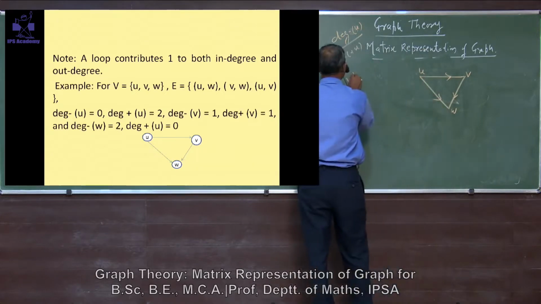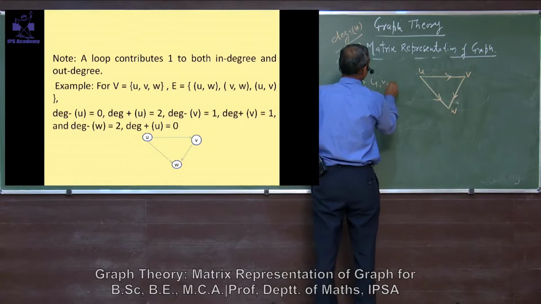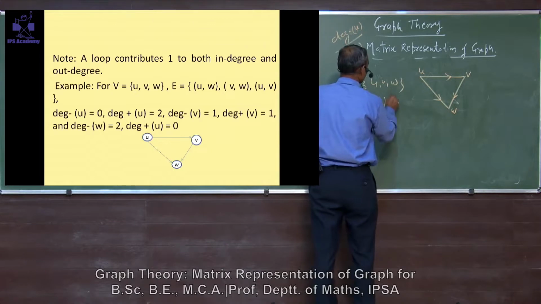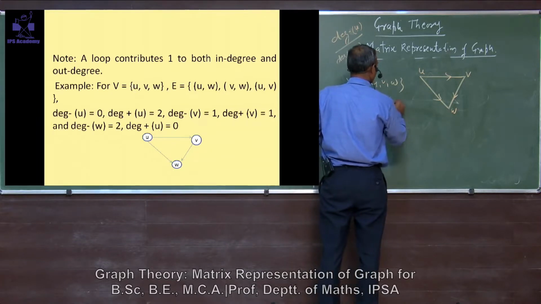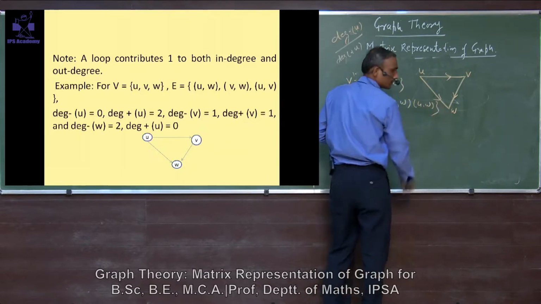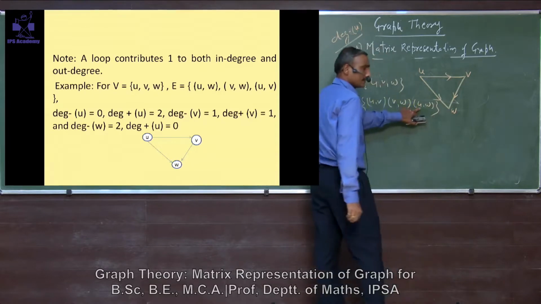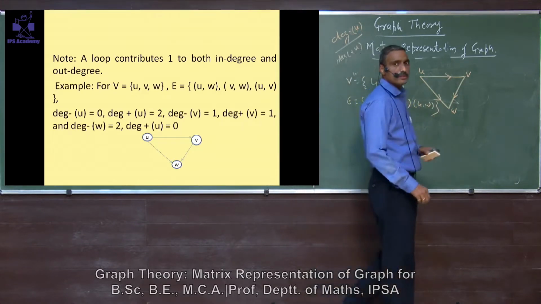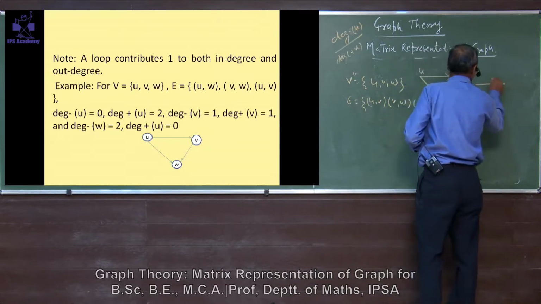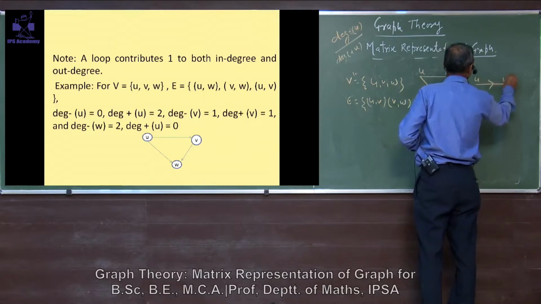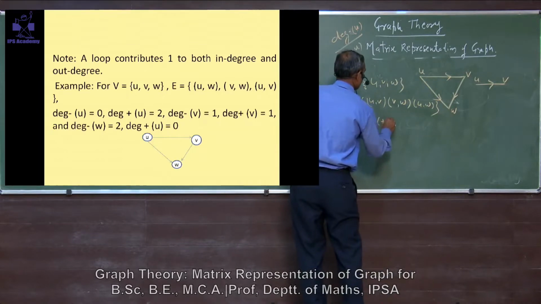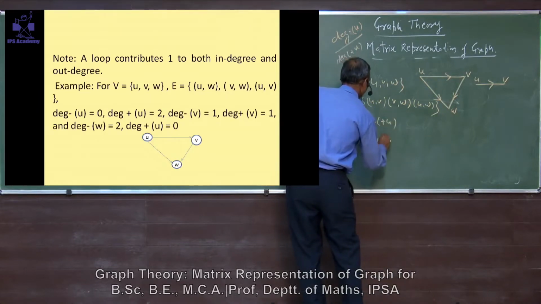So what is the vertex set? Vertex set is u, v, w, and what is the edge set? Edge set is u comma v, v comma w, and u comma w. These are the ordered pairs. Okay, so what is the degree of u? Suppose this is the in degree, this is the out degree here. Degree of plus u, degree of minus u.